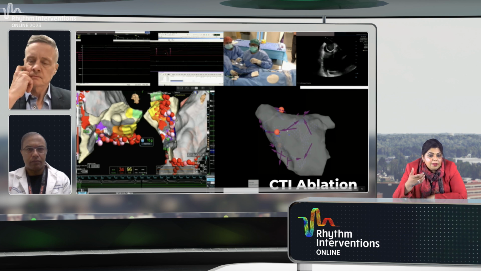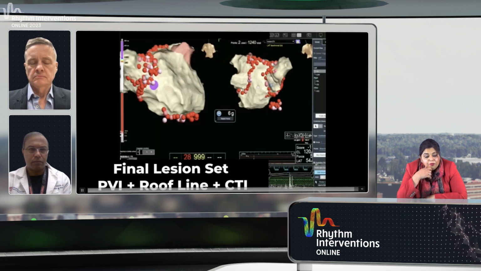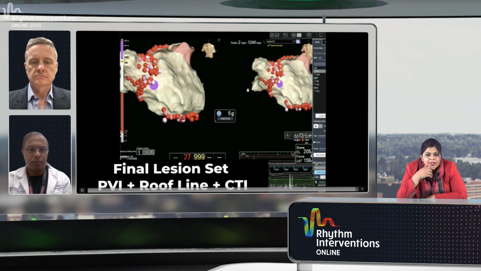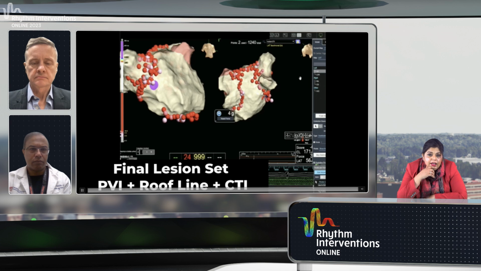And we ended up doing a flutter line in this patient as well because they had clinical flutter at one point. And our final lesion set ended up being PVI, which was a wider antrum coverage, and then a roof line, which we showed was blocked using the omnipolar mapping, and then a CTI, which is probably not what I would have done if I had not had the mapping tool.